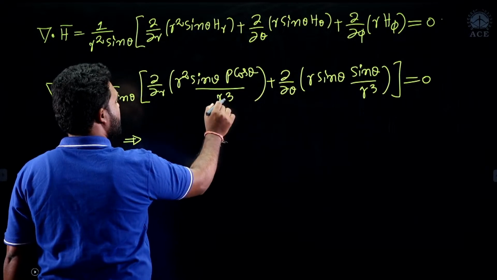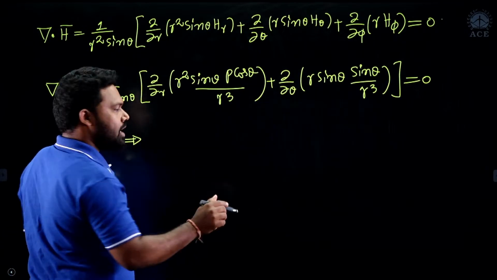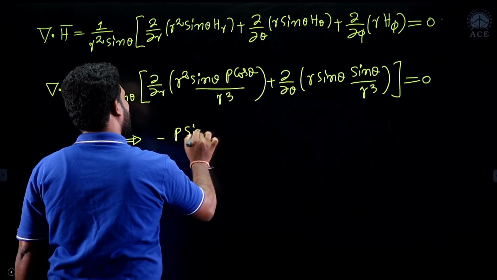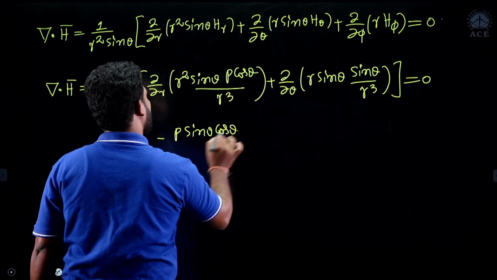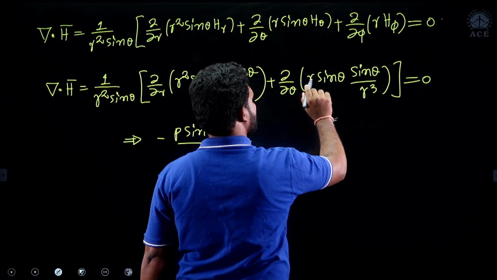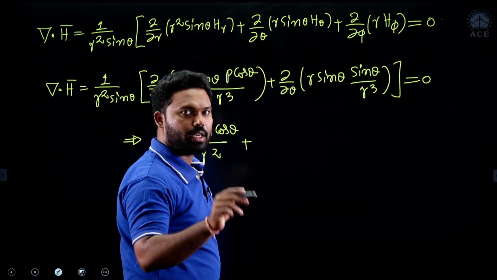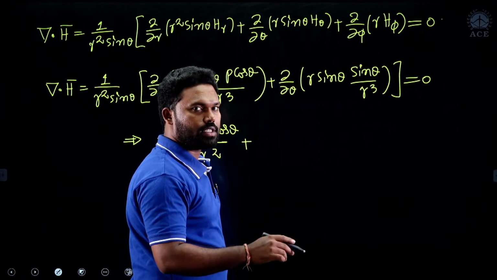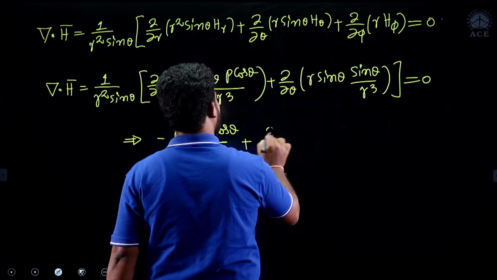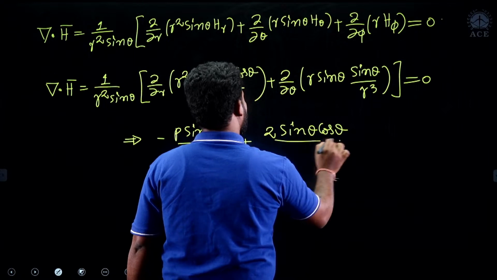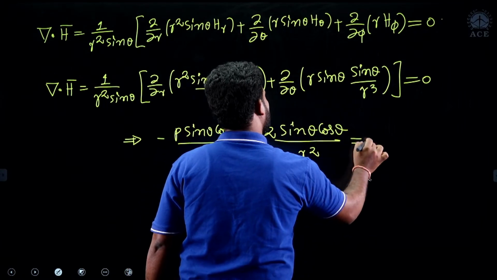It is r square divided by r cube, which is 1 by r. The differentiation of 1 by r is minus 1 by r square. So P into sine theta cos theta divided by r square, plus this part: in the denominator you will get r square, in the numerator sine square theta. The differentiation of sine square is 2 sine theta cos theta. It is 2 sine theta cos theta divided by r square, which is equal to 0.